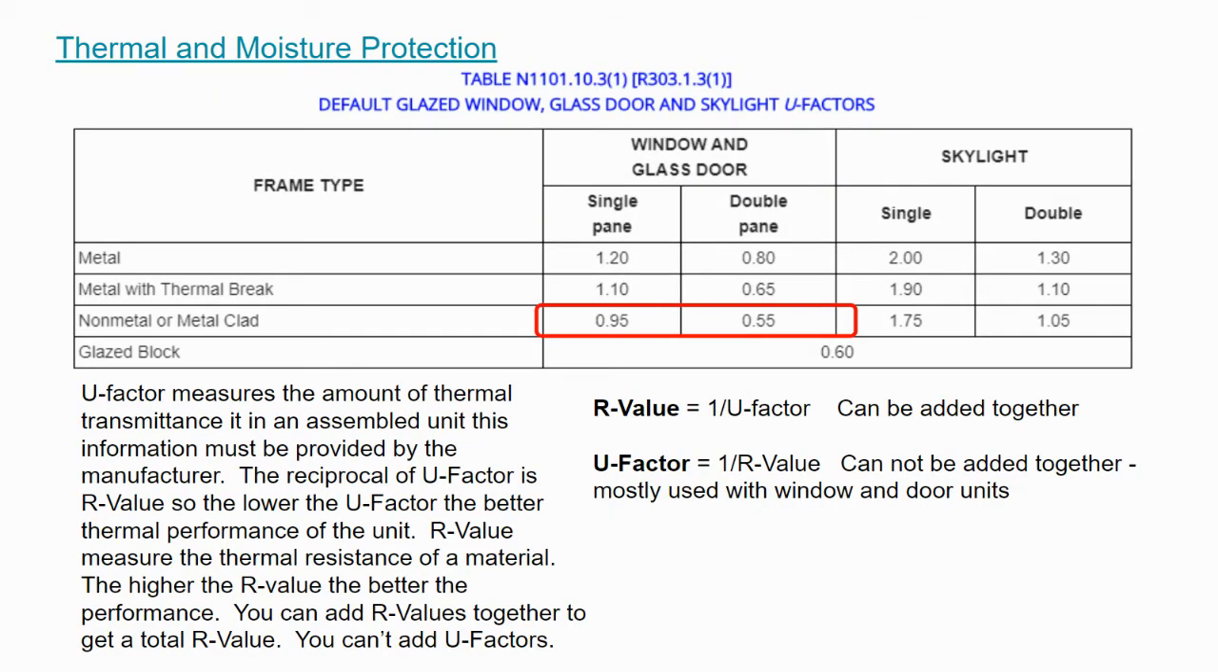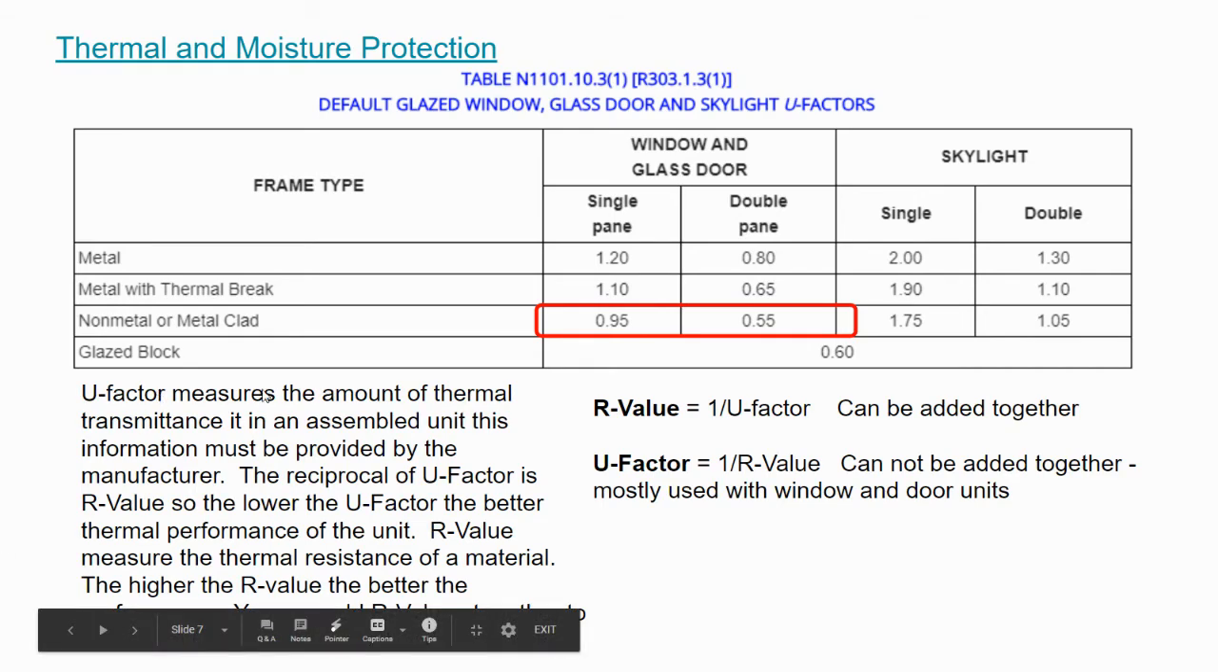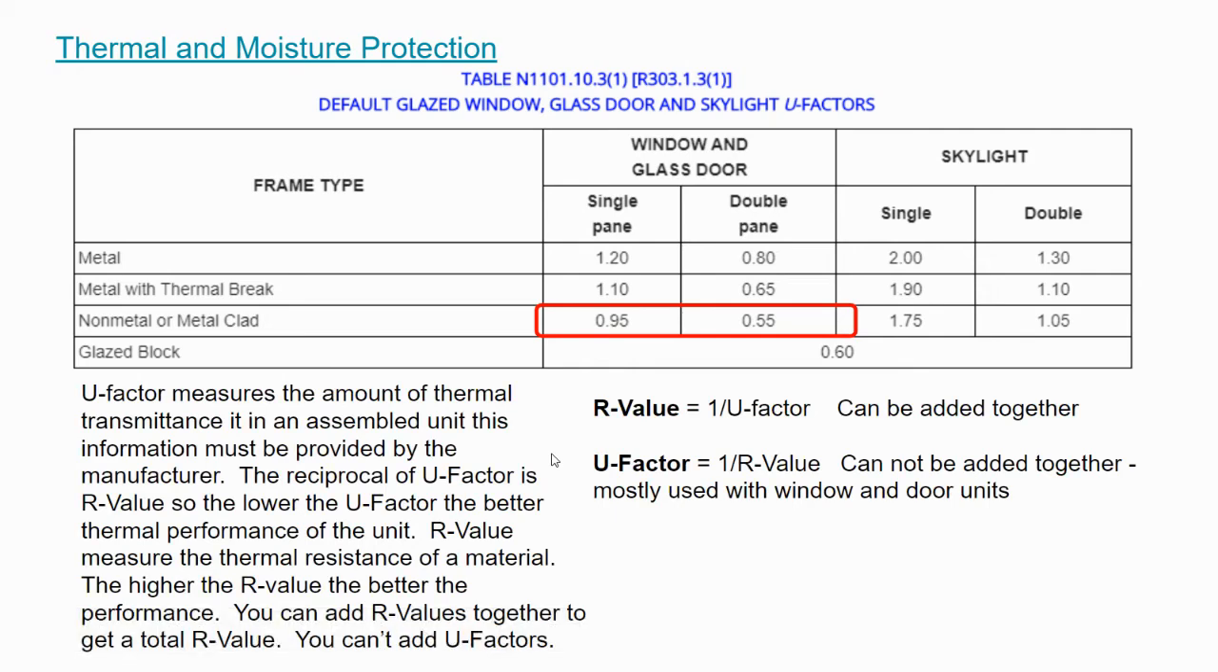We get into looking at the standards that we need to have for our windows and doors. Windows and doors are not usually given R values, they're given U factors. So I describe here the difference between a U factor and an R value. U factors are usually associated with assembled units, and they are measuring the transmittance of heat rather than the resistance.